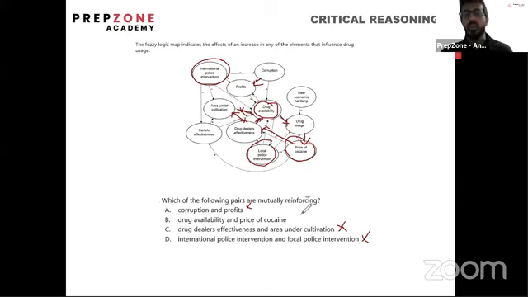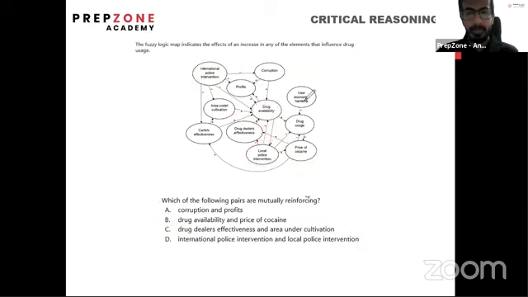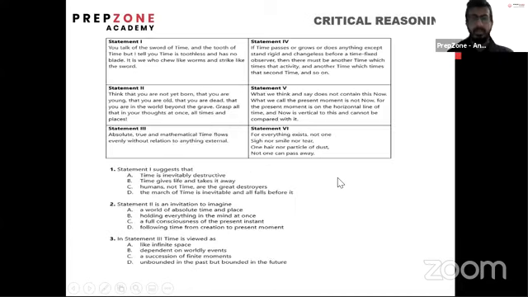So this is how you would have to look at the graph, the diagram, and then try to find answers based on the questions that are asked. So the answer over here is B. Okay, so that was one type of question that is tested in critical reasoning. Let's move on to the next type.